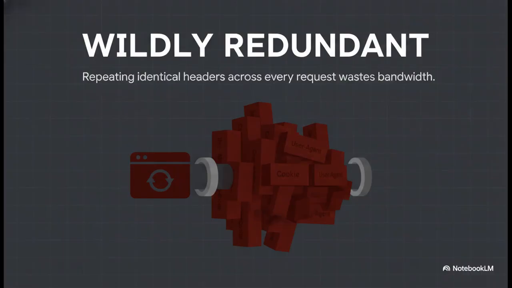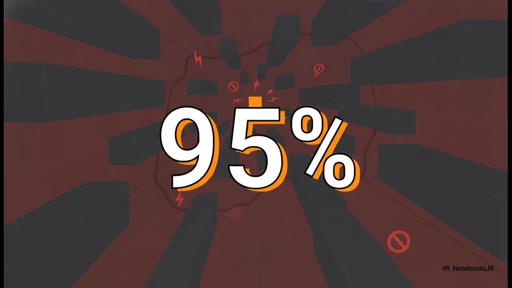But you know what's truly wild about this? Sending the exact same multi-100-byte text strings repeatedly gives the server absolutely zero new information. Think about it. Across those 100 image requests, your browser is sending the exact same user agent, the exact same accept headers, and the exact same massive authorization or cookie strings just over and over again.